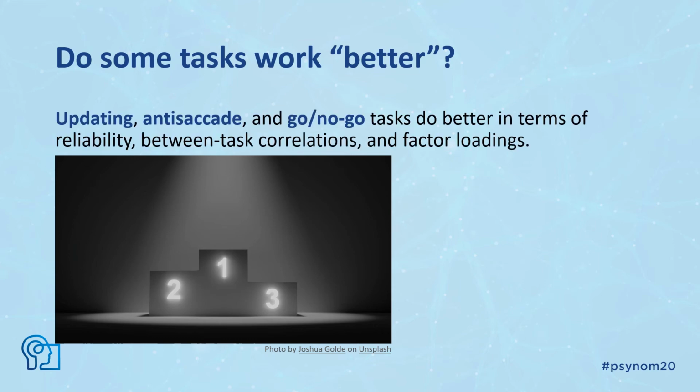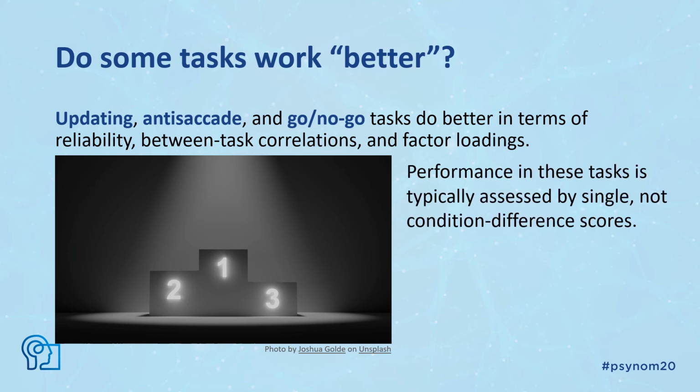And indeed, we found that updating, anti-saccade, and go/no-go tasks seem to do better in terms of showing higher reliability, higher between-task correlations, and higher loadings on their respective attentional control factors. One reason for that might be that performance in these tasks is typically assessed by single scores. Those are scores computed based on either all trials of that task or the trials of just one condition in that task, and not differences between performance in different conditions of that task.